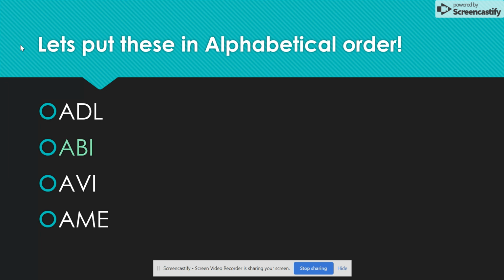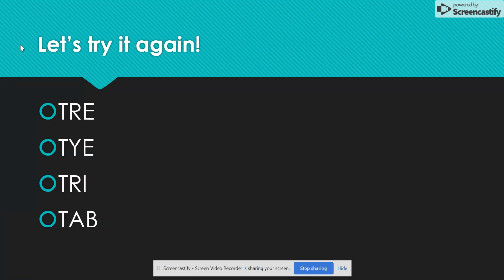If you guessed ABI, you're correct. ABI is first alphabetically, so that would be the first book in our order. See if you can figure out which one would be the second, third, and fourth book. The second book should be ABL because D comes after B and it comes before M and V. The third book should be AME and finally ABI. Good job. Let's try it again.